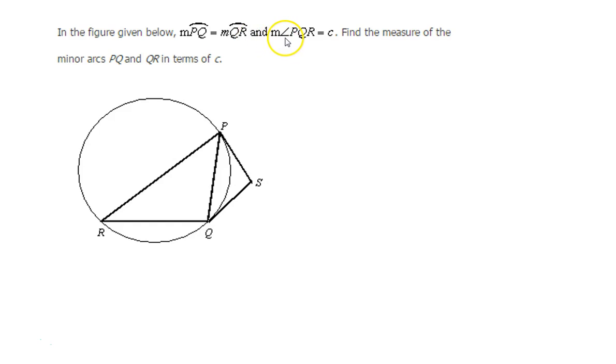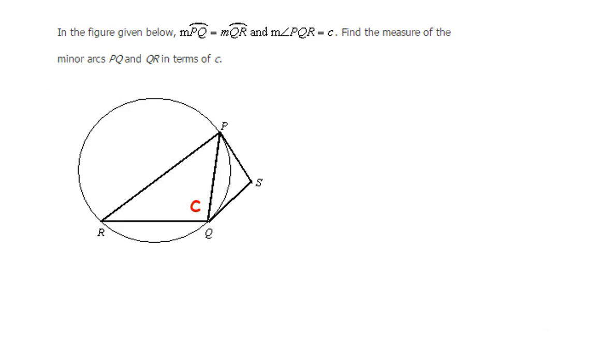And then we have the measure of angle PQR is equal to C. So angle PQR is this angle right here, and we know that that angle is equal to C. So we can fill that in right there. And we need to find the measure of the minor arcs PQ and QR, these two things right here, in terms of C. When we say in terms of C, that basically means that we're going to have a C in our answer, because we don't know what the value of C is, and we don't have enough information to find out what C is.